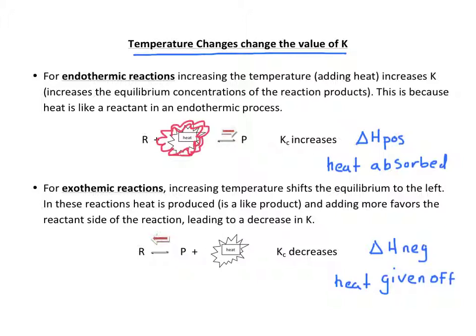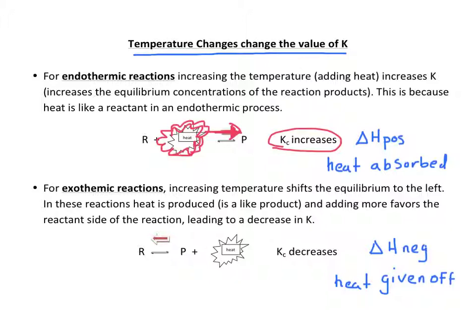Just as if we add more reactant to a reacting system, we can think of heat in this same way. And that greater quantity on the reactant side is going to drive this reaction towards products. And we get a situation where the actual value of the equilibrium constant increases.